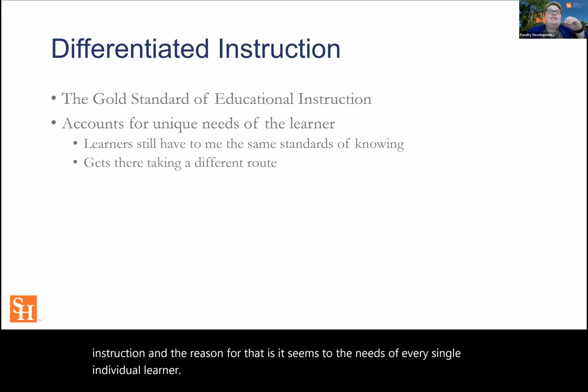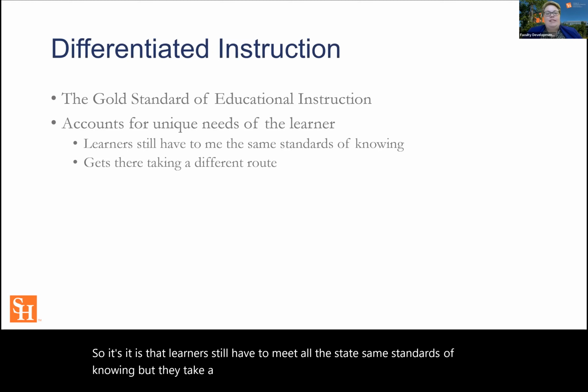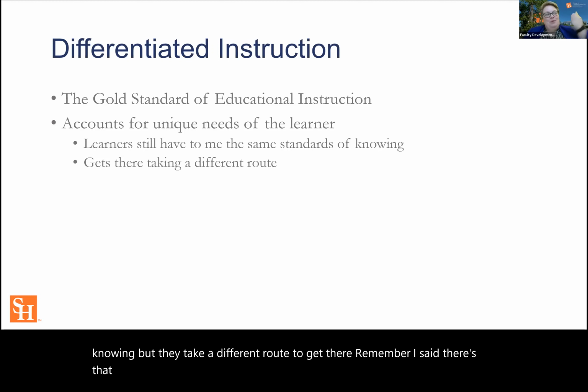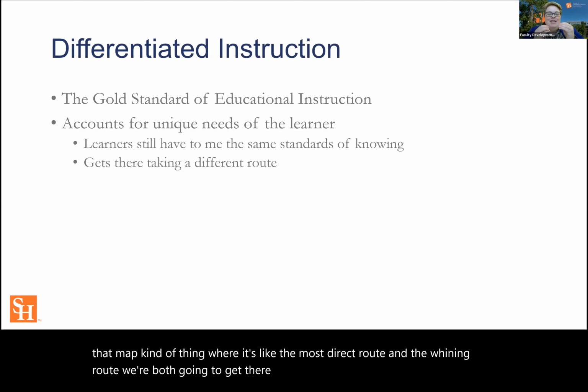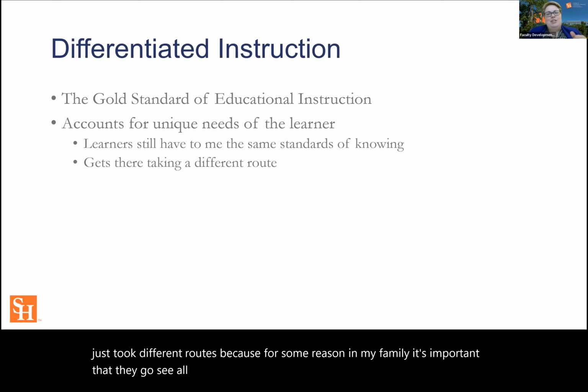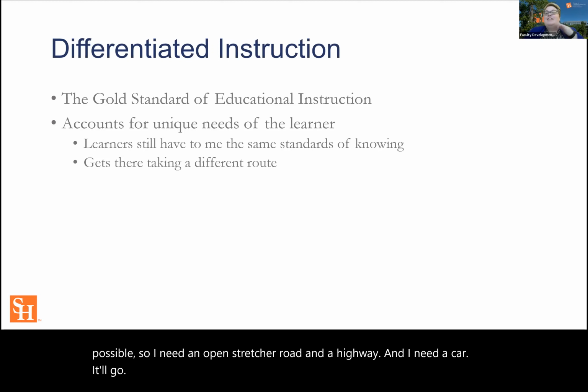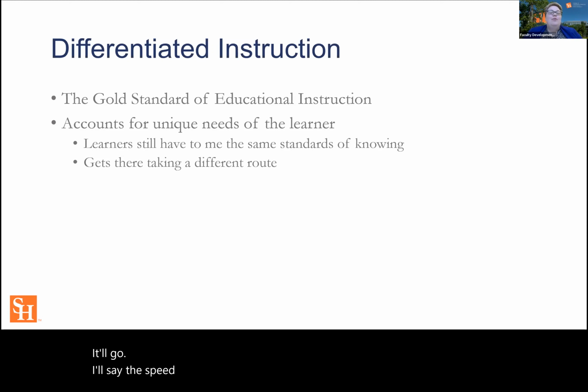Learners still have to meet all the same standards of knowing, but they take a different route to get there. Remember I said there's that map kind of thing where it's the most direct route and the winding route. We're both going to get there probably pretty close to the same time. We just took different routes because for some reason in my family, it's important that they go see all the pretty trees. And me, I just want to go as fast as possible. So I need an open stretch of road and a highway, and I need a car that'll go the speed limit, or a little above.